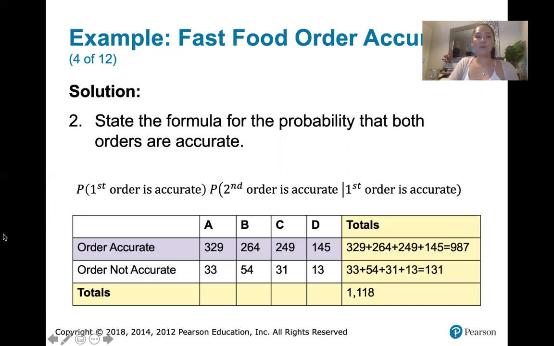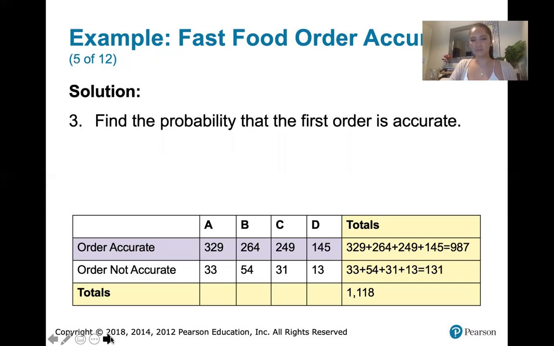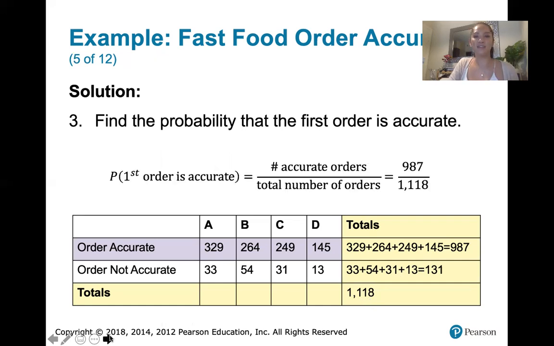Okay, so all we need to do in order to find this probability is find the first probability and then the second probability, and then we'll multiply them together. So the next thing we need to do is just find the probability that the first order is accurate. That's actually pretty simple. You're just going to take the number of accurate orders that we have in our sample, which is this 987, and then you divide by the total number of orders in the sample, which is 1,118. So you do that, and you divide, and you're going to get some number between 0 and 1. That's the probability that that first order is accurate.